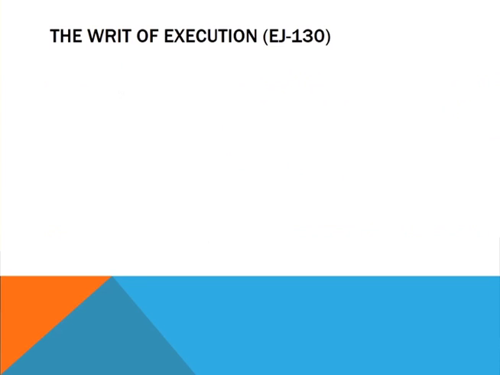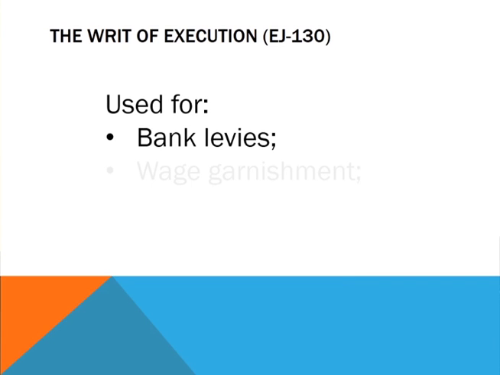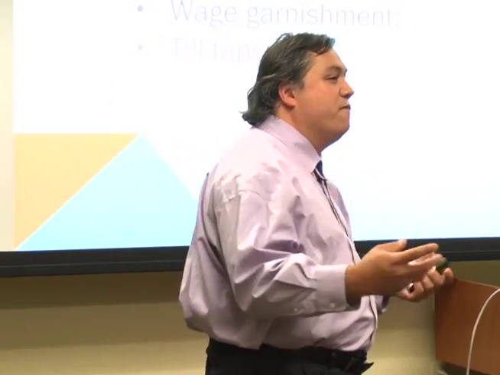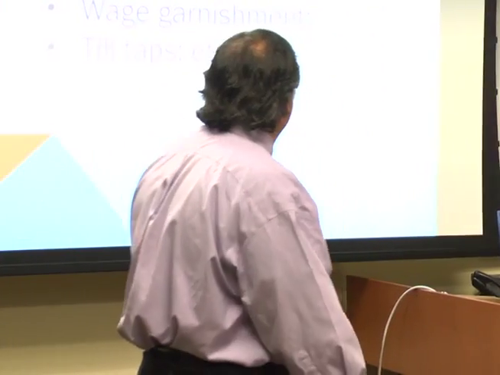So let's start with the writ of execution. It's going to be used for bank levies, wage garnishments, till taps, and other enforcement techniques, anywhere where you're having the sheriff enforce the judgment for you.